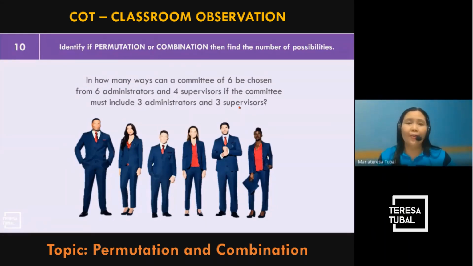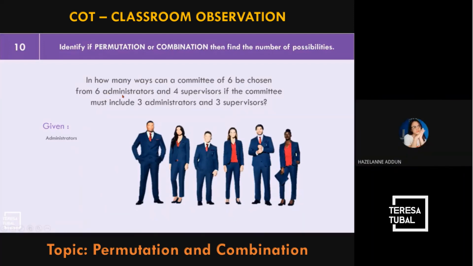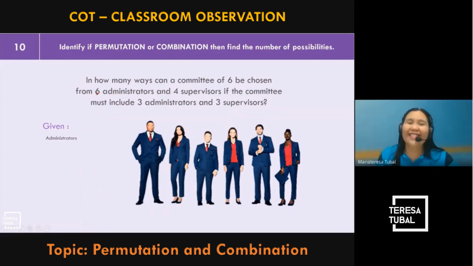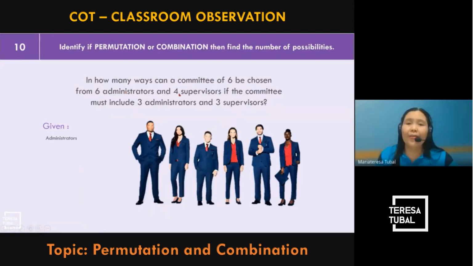So, right now, there are two values, that is administrator and supervisor. As you can see, the administrator, if we identify the first administrator, yes, Hazel, what is the value of N? Sa administrator 6 po. Yes, and then the value of R? Tapos 3 po. Very good. How about the supervisors? 4 po. Very good. And then the value of R?